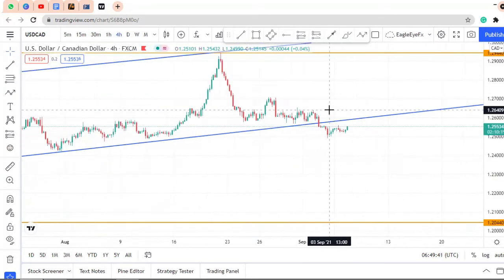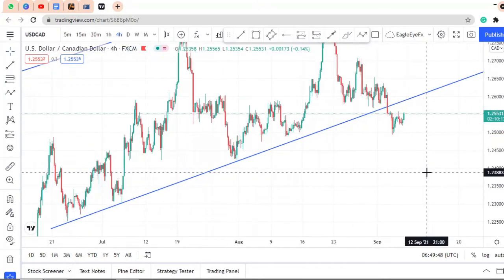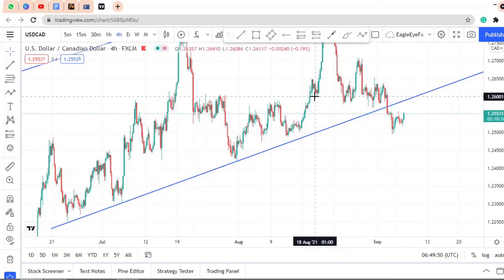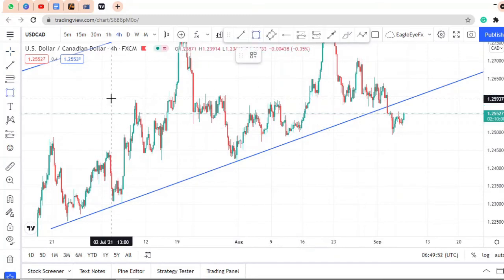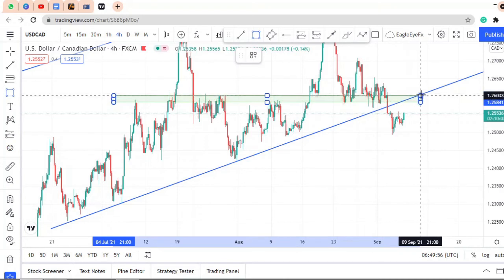Let's move to the 4-hour time frame. On the 4 hours time frame, I see a level here that I would like to draw.